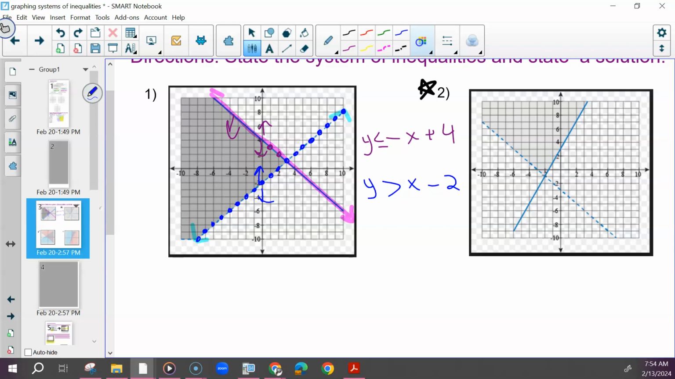Right, and then give me one point that would be a solution. 2, -2. That works. -4. Sure. -10. Sure. There's a bunch. We just needed one. But I'm glad you guys can find the solutions. Do we have any questions on how to state a system of inequalities or find solutions? Yes.